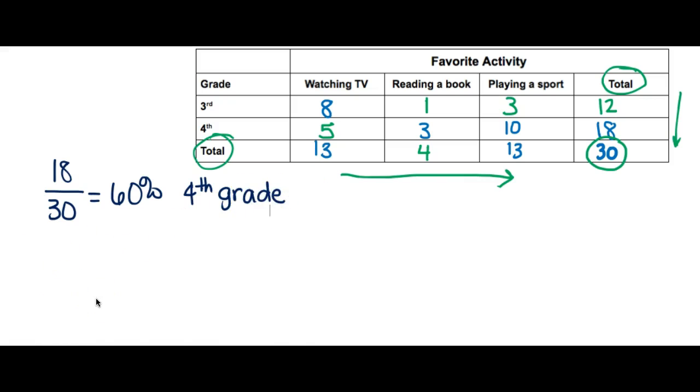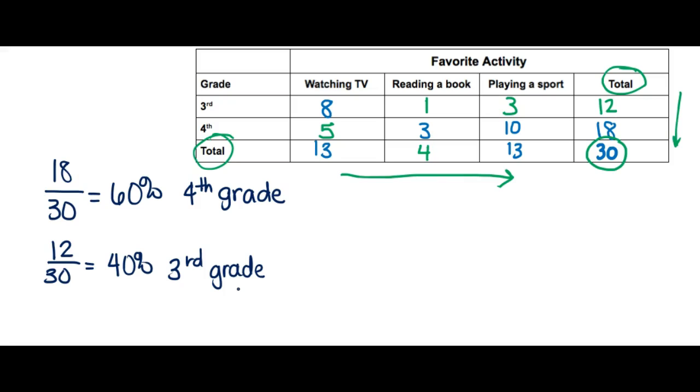Now, if we said, okay, what percent were third graders? Well, we know that there are 12 third graders that were asked out of our total of 30 students, which is going to be 40%. 40% of them are third grade. Okay? Remember to show your ratio, to show your work.